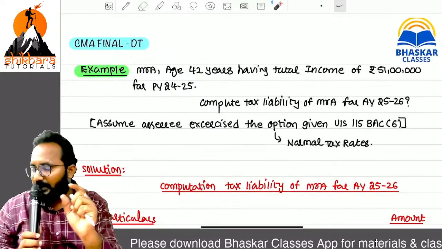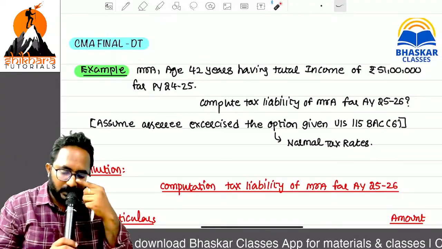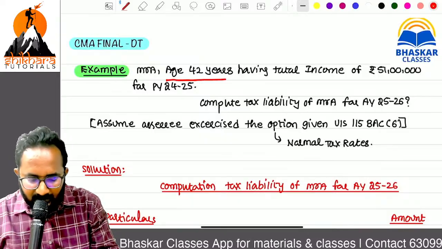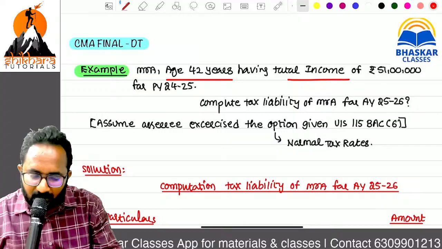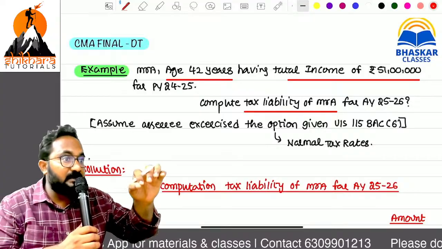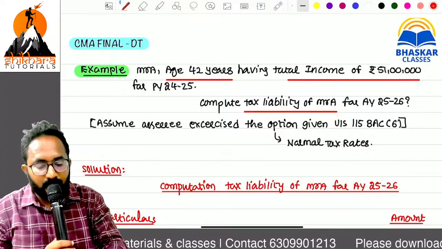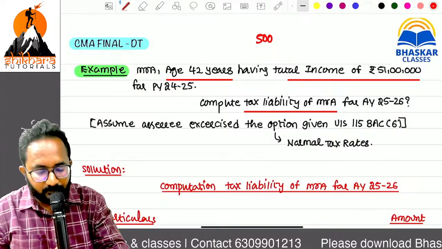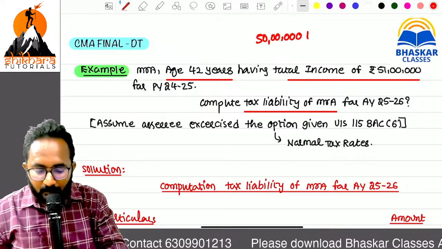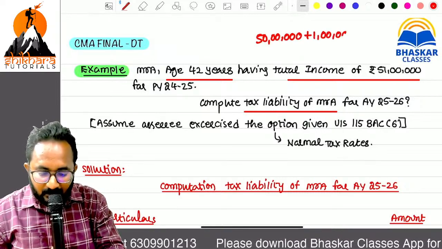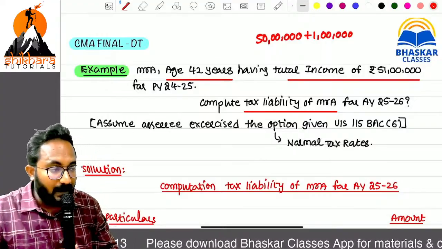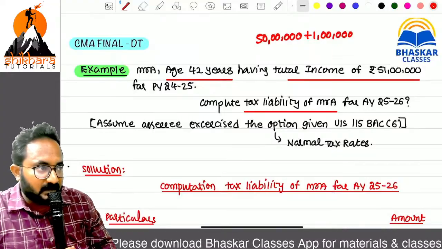They will not mention please calculate marginal relief, etc. Directly they just mention, Mr. A, 42 years of age, having total income how much? 51 lakh. So compute tax liability. But in your exam you have to observe 50 lakhs is a basic limit. 50 lakh is a basic limit for surcharge. Over and above, just 1 lakh income only we earn. So that's why there is a chance of getting marginal relief. Now you have to apply which concept? Marginal relief concept.